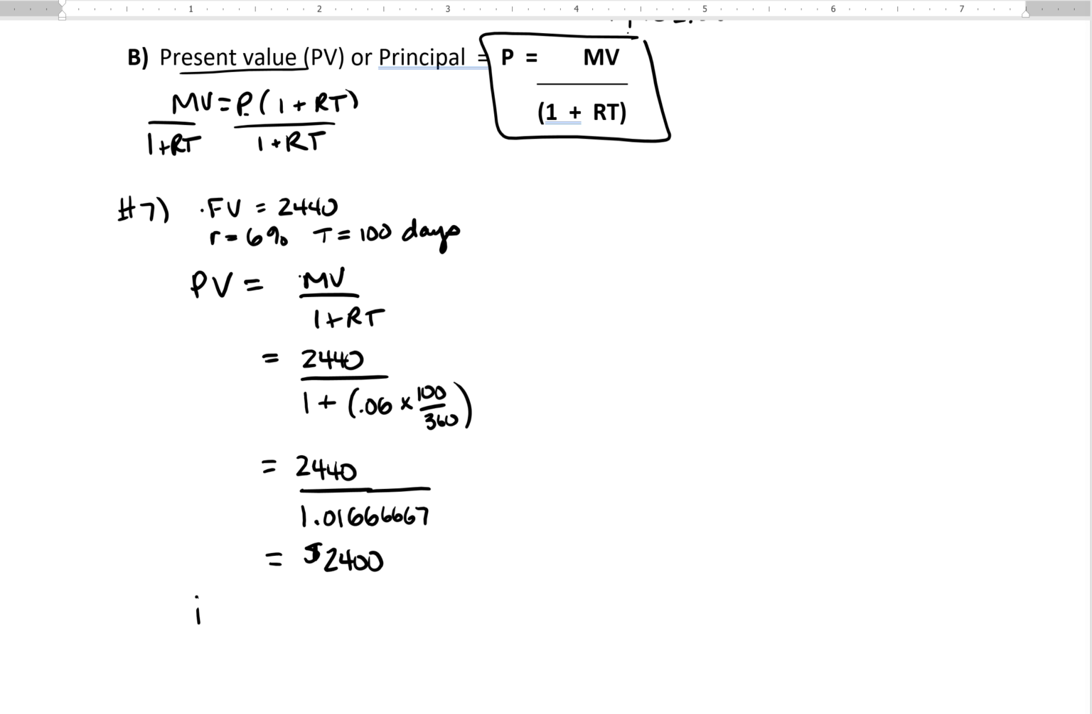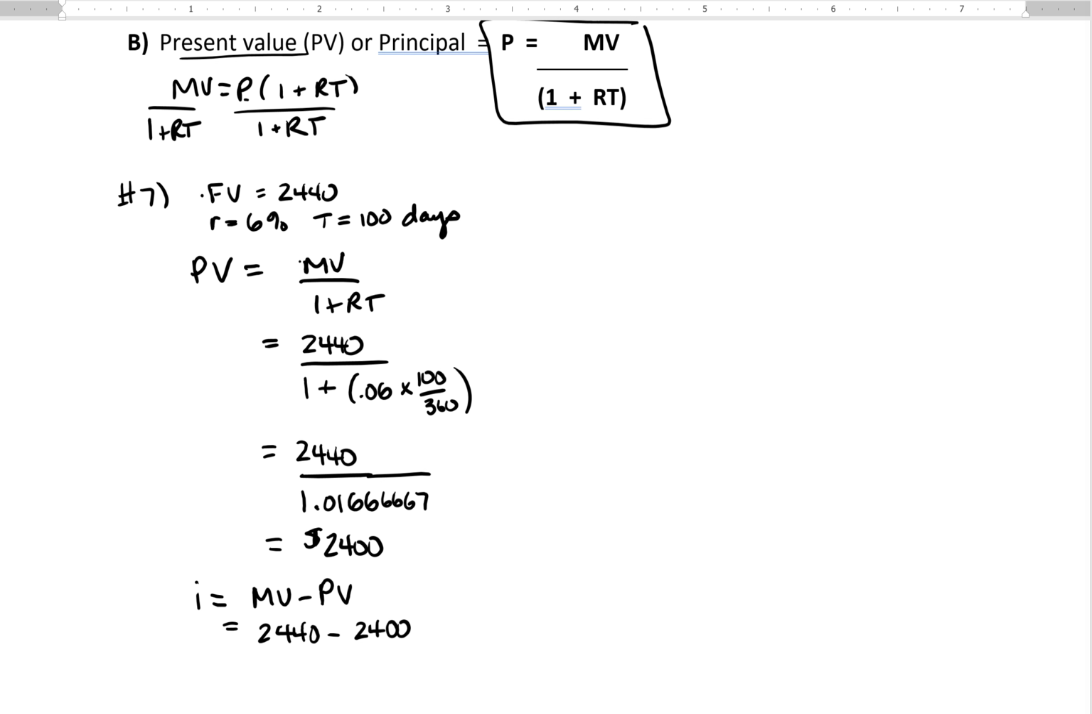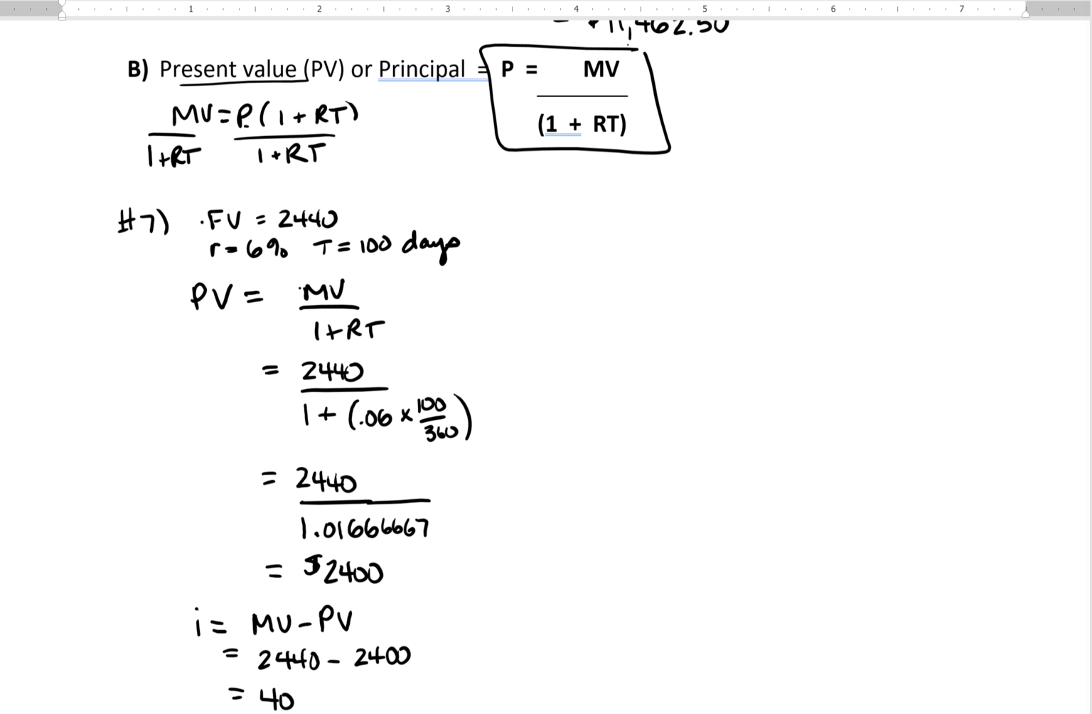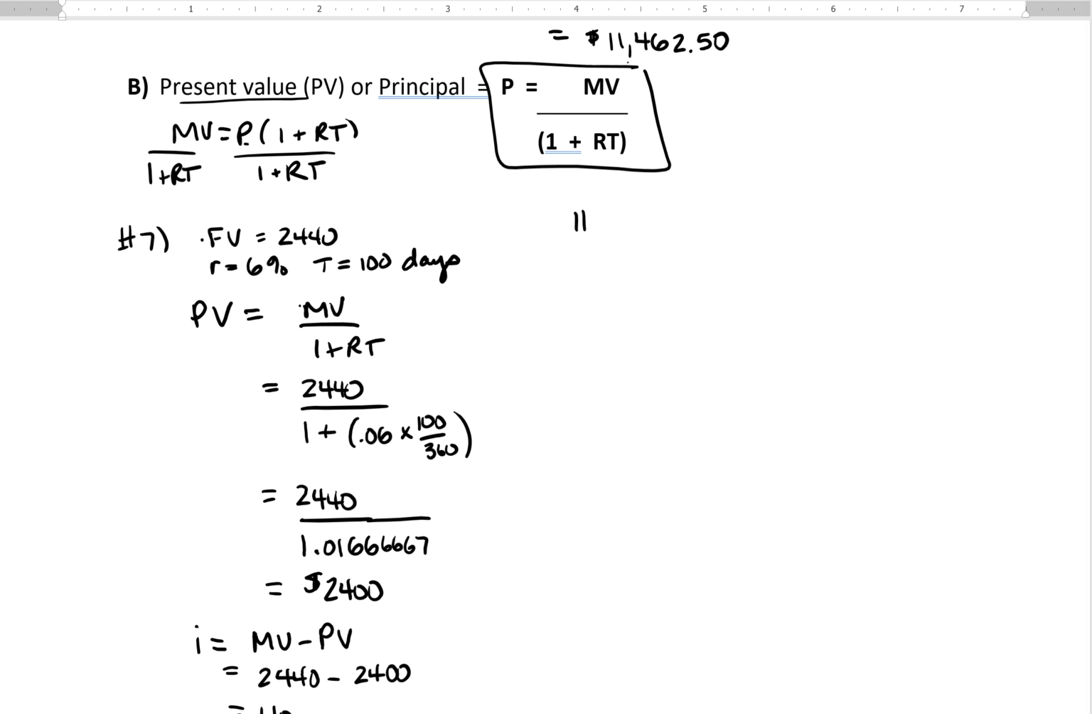Which means that if this question also asked you to solve for interest, well, interest is maturity value minus present value, principal. How much do you have to pay back? $2,440. What did you borrow? $2,400, present value. That means you paid $40 in interest. Or if it was an investment, you earned $40 on your money.